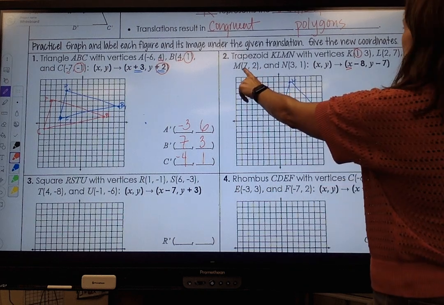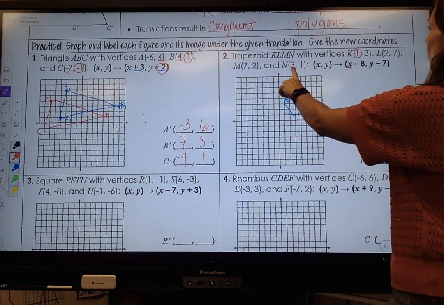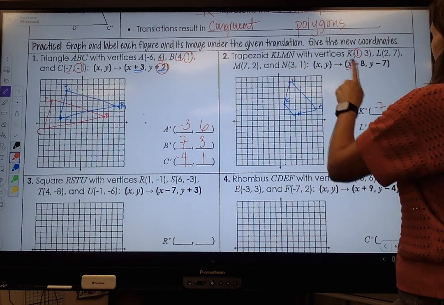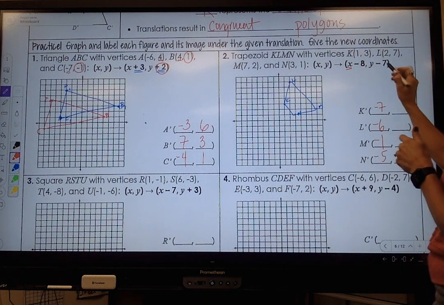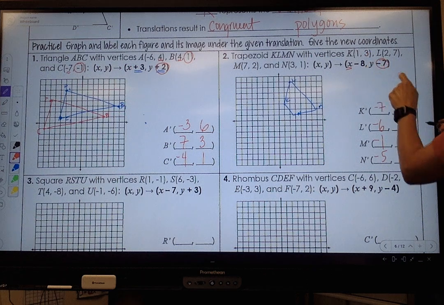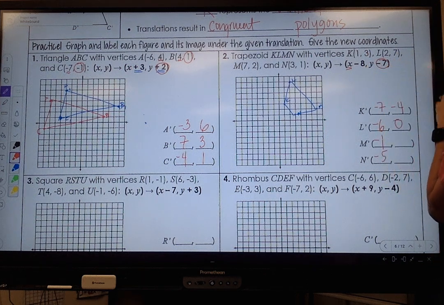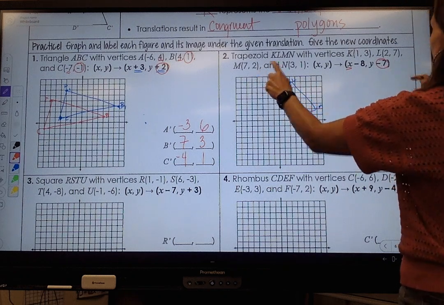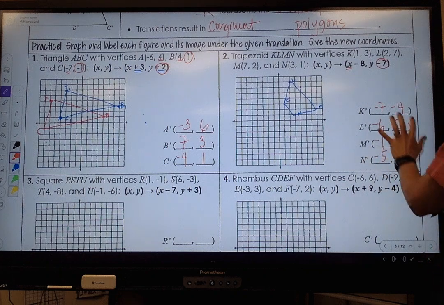M is going to be 7 minus 8, which is negative 1. And N is going to be 3 minus 8, which is negative 5. My pattern for y values is to subtract 7. So 3 minus 7 is negative 4. 7 minus 7 is 0 for L. 2 minus 7 is negative 5. And 1 minus 7 is negative 6. So now I have my points.